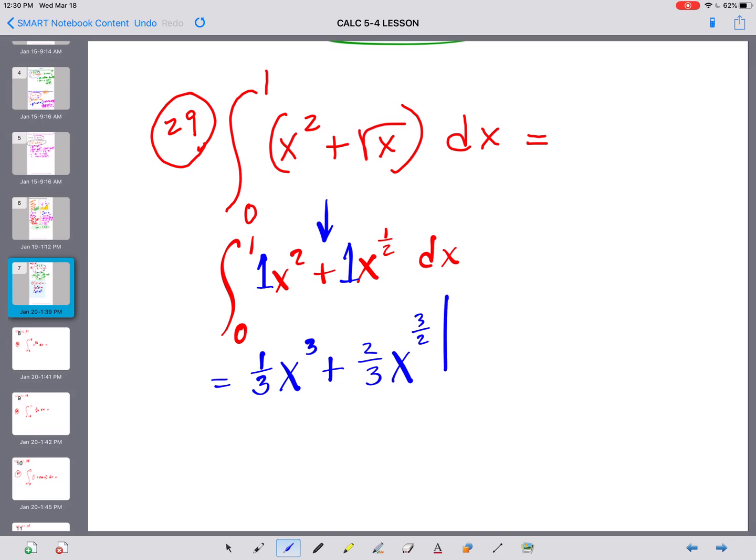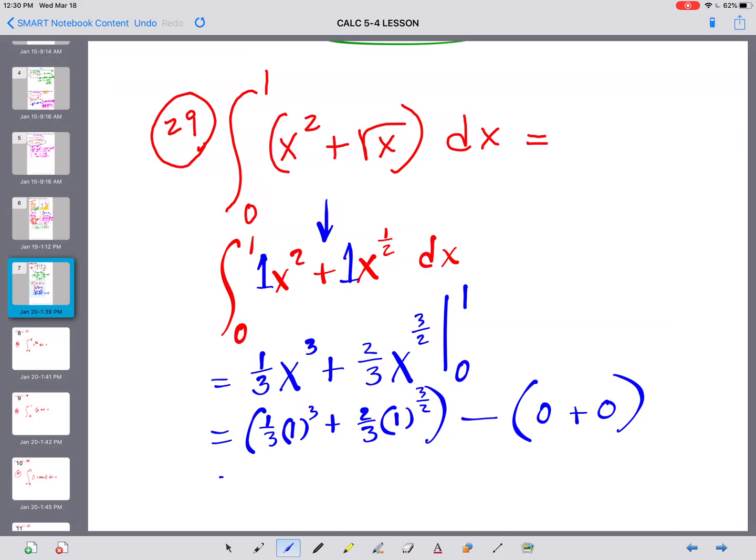We put our evaluation bar, 0 to 1. We start plugging in the 1. So it's 1/3 times 1 cubed, plus 2/3 times 1 to the 3/2, minus, now notice when you plug in 0 into both of those, you get a 0 plus a 0. Now, 1 to any power is 1, so this is just 1/3 plus 2/3 minus 0. That's going to be 1. There's your answer right there. You could check it by plugging it in the calculator.